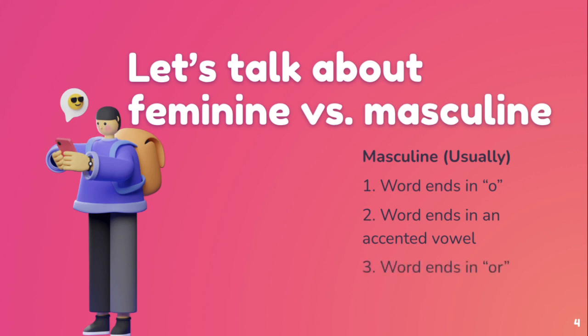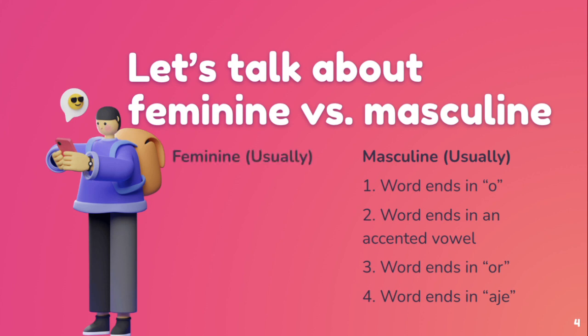Then it ends in O-R, conductor, right? El conductor. That is going to end in an O-R, so you're most likely going to have an el before it. All right? And then if it ends in A-J-E, right? So if it ends in A-J-E, it's most likely going to be a masculine noun, such as el mensaje, right? The message. Mensaje is masculine.